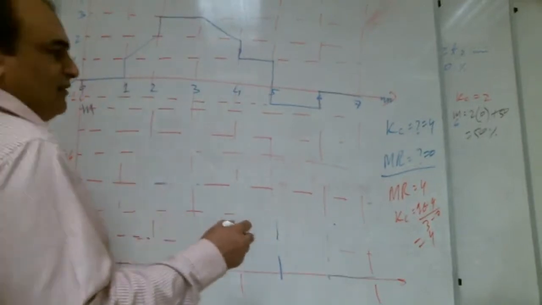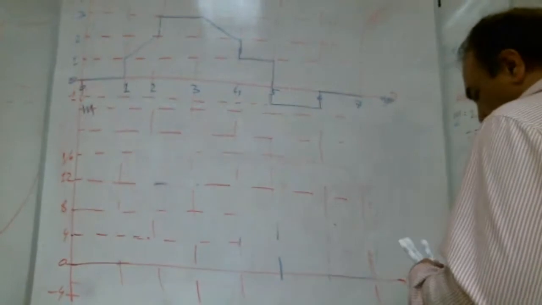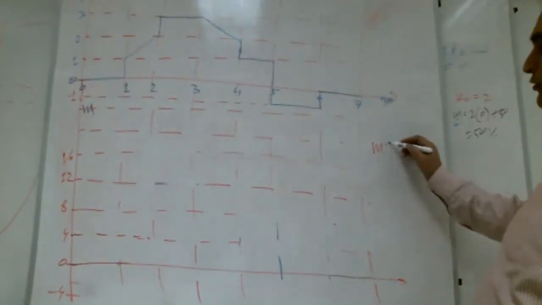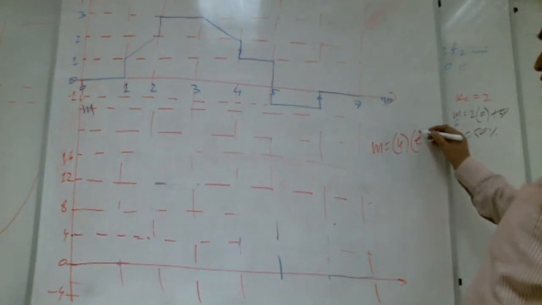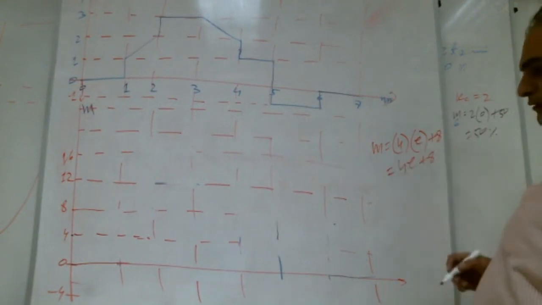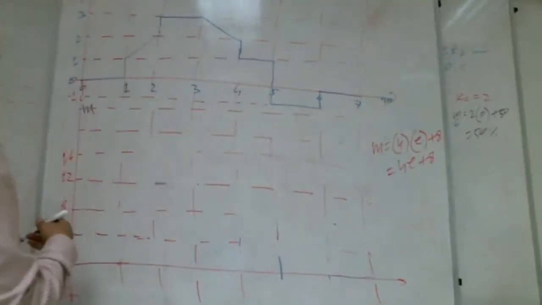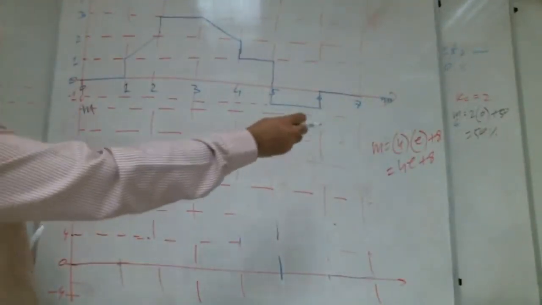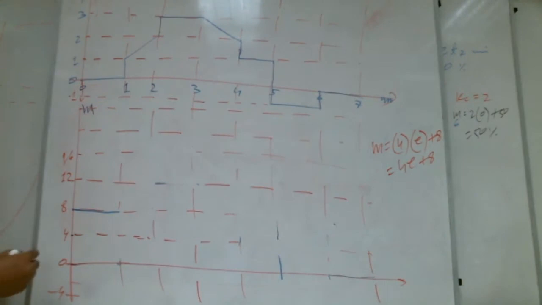So if MR is 8, what will happen? Change the values in the scale because they will be larger. So M is equal to Kc, which is 4, times error, plus MR is 8. So 4E plus 8. So we will repeat the same curve. If MR is not there, it will start from here. No, it will start from here. Right, Shabab?